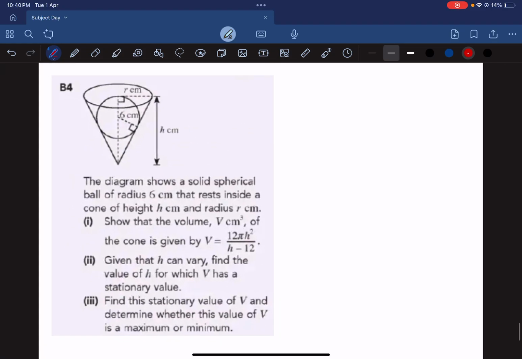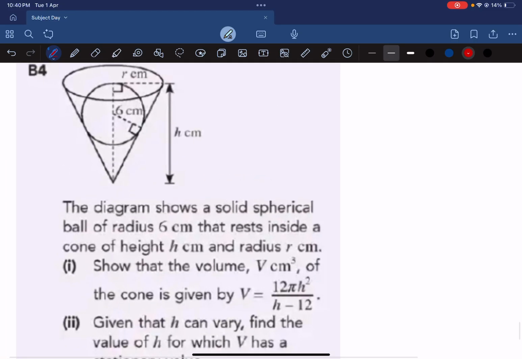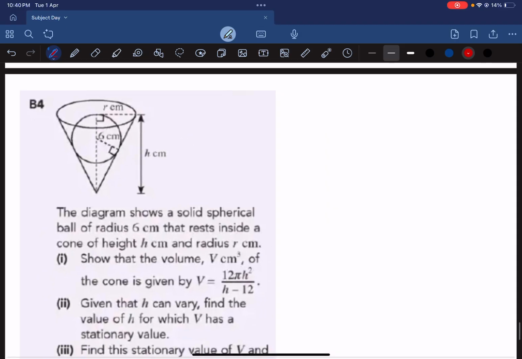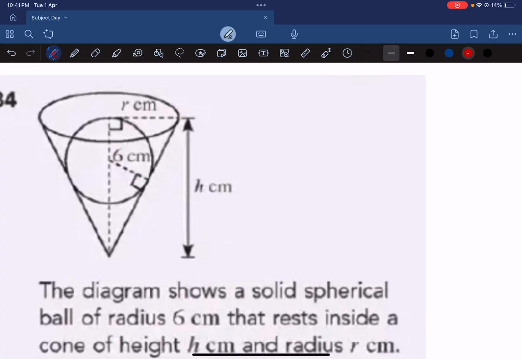Question 4. I am given a spherical ball of radius 6 cm placed inside a cone of height h cm, radius r cm. Okay, let's analyze this. Usually for this type of question, you need to make use of common concepts like similar triangles. So let's analyze this and see if you can spot any pair of similar triangles.